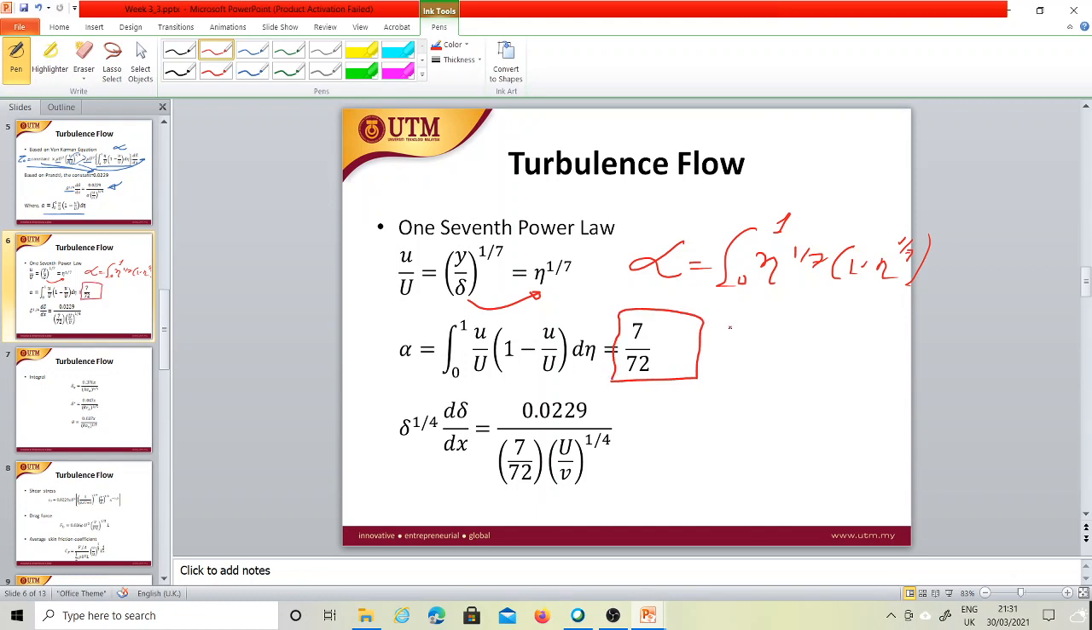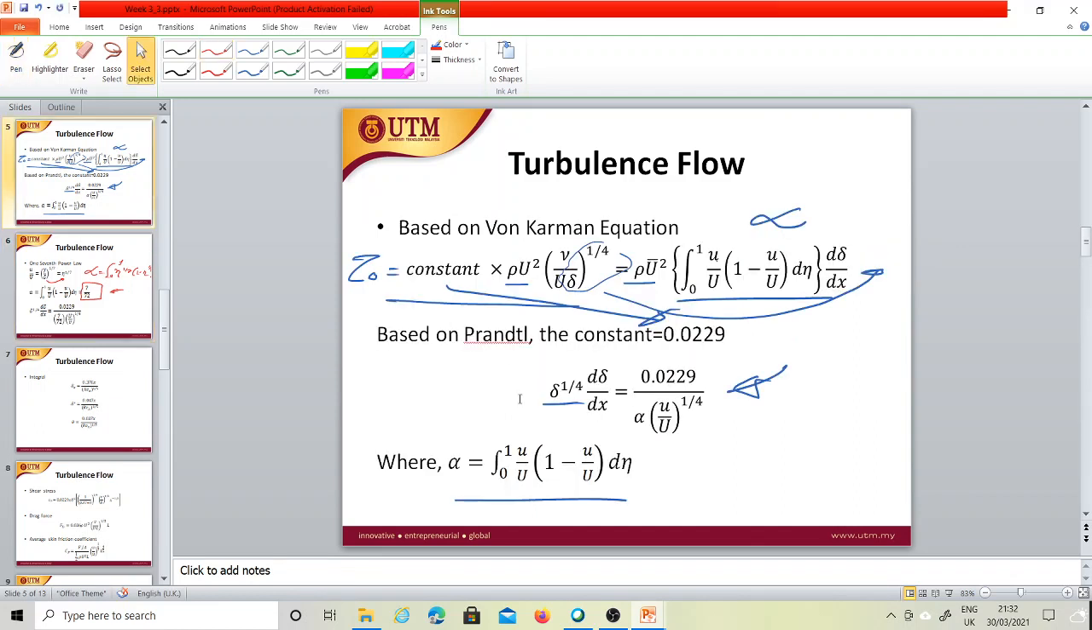Do it by yourself. Just integrate and put the value u by u infinity is eta to the power 1 by 7 multiplied by 1 minus eta to the power 1 by 7, and then simplify it from 0 to 1, you will get this value. So if you get this value, what we can get, so just put the value of alpha here.